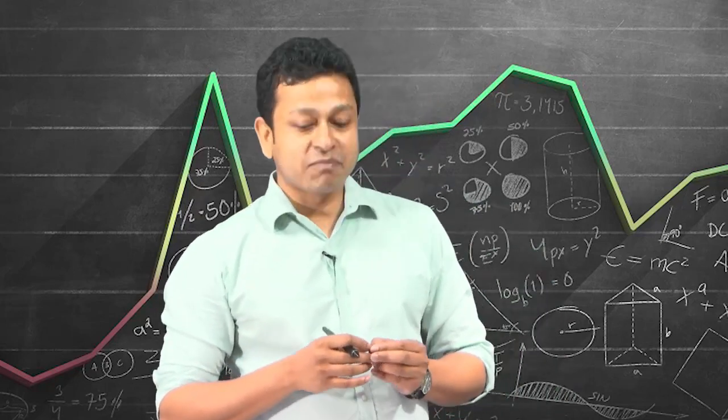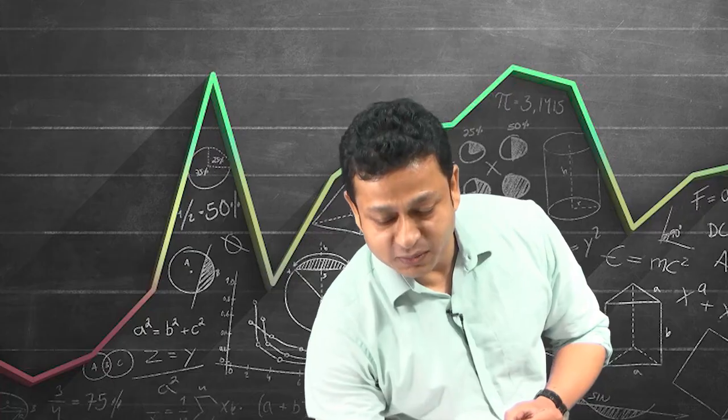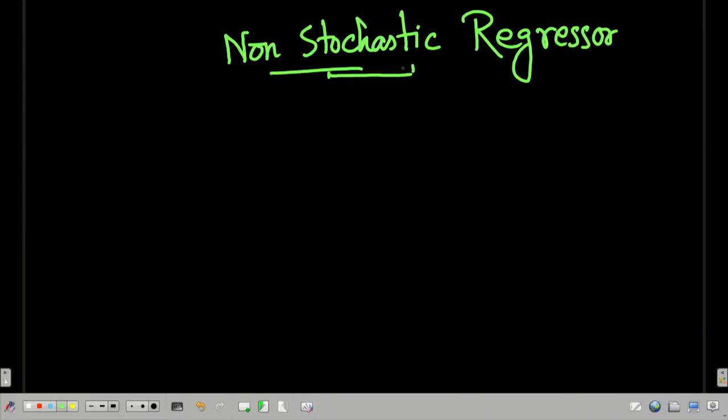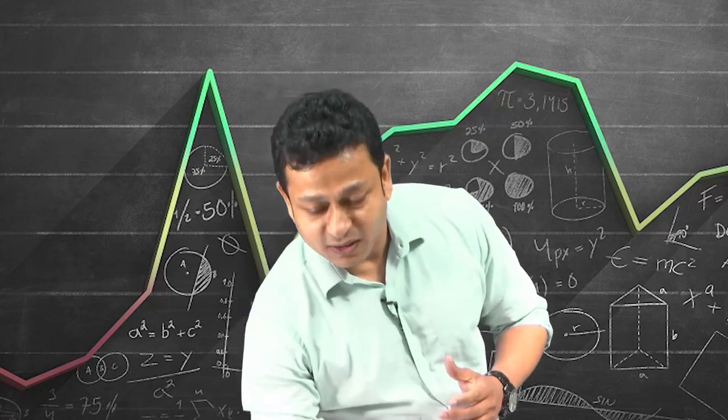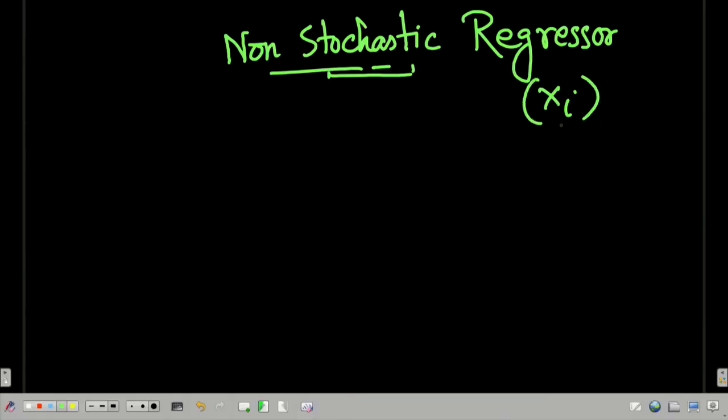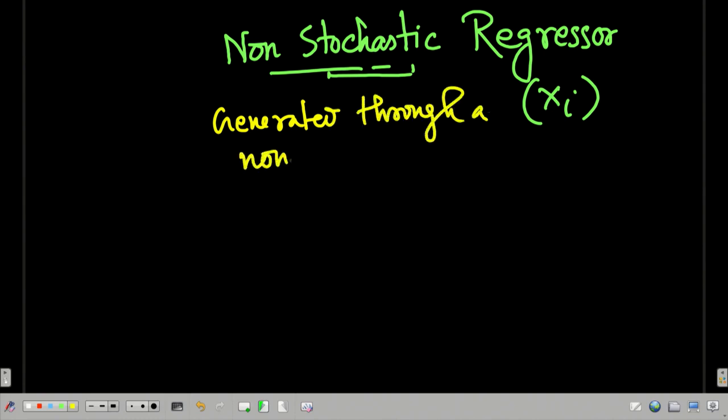By non-stochastic regressor, we know the meaning of the term stochastic. Stochastic always means random. So it is a non-random regressor. What is a non-random regressor? The regressors are all our xi's, and they are generated through a non-random process. Let me write down: generated through a non-random process. So what exactly does it mean?